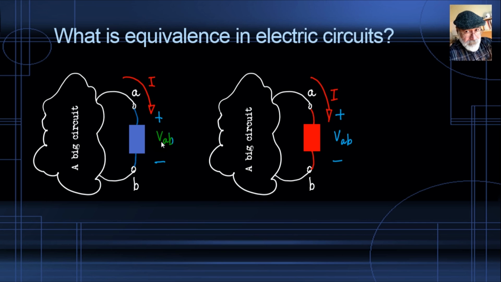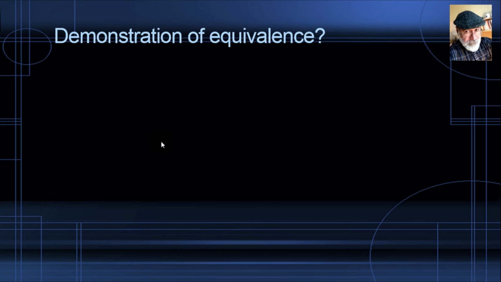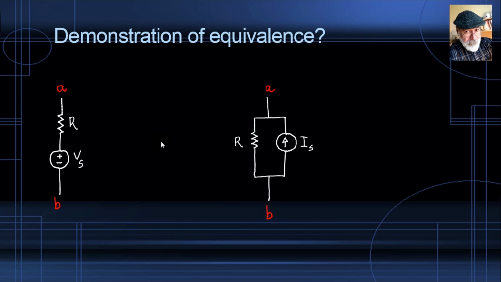Why? Because electric circuits have no ears and no eyes. As long as the current and the voltage are the same, the circuit will not notice any difference, any change, and both boxes, the red and the blue one, are deemed equivalent as far as the big circuit is concerned. So what we need to demonstrate is that when we replace this branch with this pair, the current is the same and the voltage is the same as well.